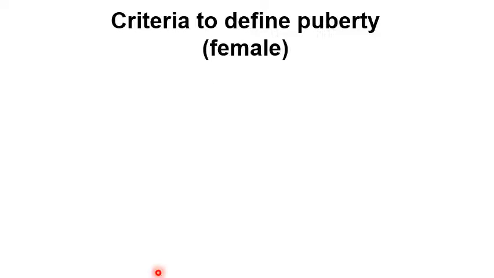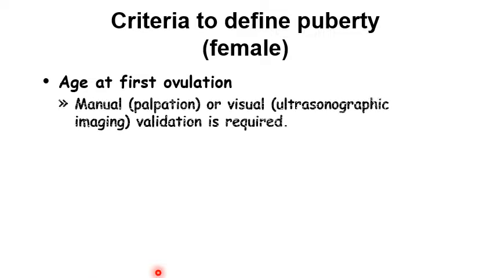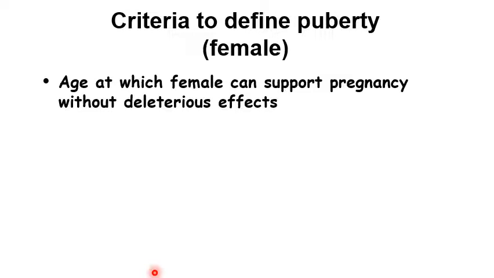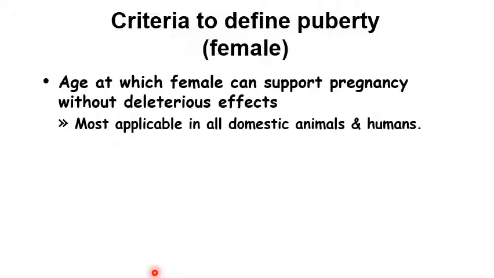The next criterion is the age at first ovulation. This can be confirmed manually by rectal palpation or visually by the use of ultrasonographic imaging. The next criterion is the age at which the female can support pregnancy without deleterious effects. This is considered to be the most applicable criterion in all domestic animals as well as in humans.